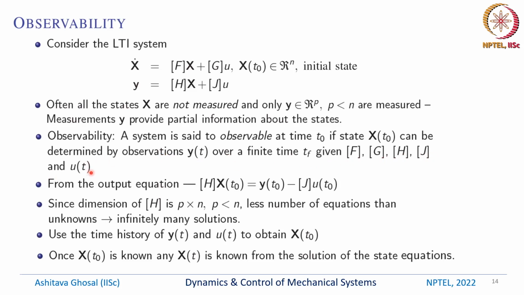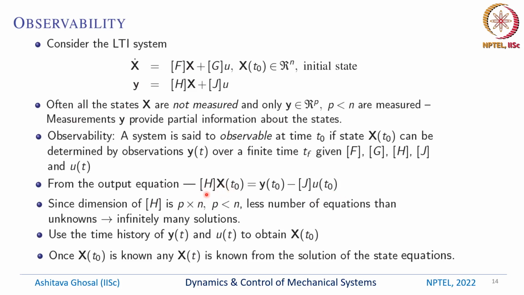Okay, so I want to know what is the state, x of t0, by measuring y of t. But remember, the number of measurements y of t, which is p, is less than n. So from the output equation, H into x at t0 will be y at t0 minus J into u of t0.